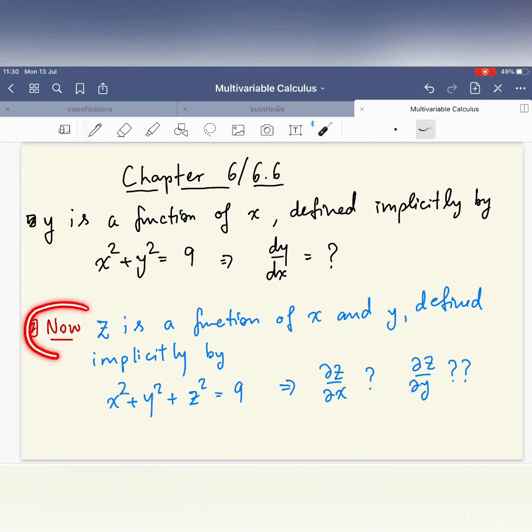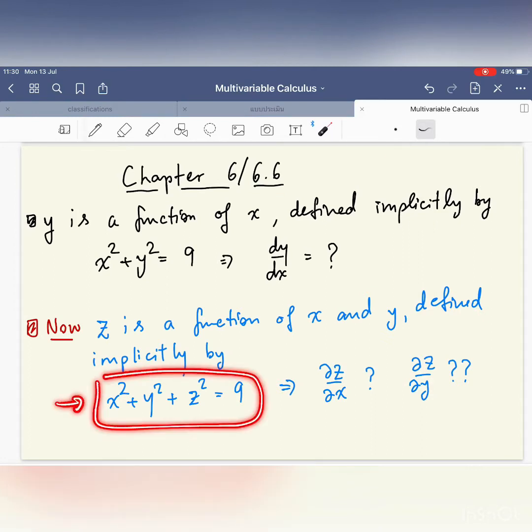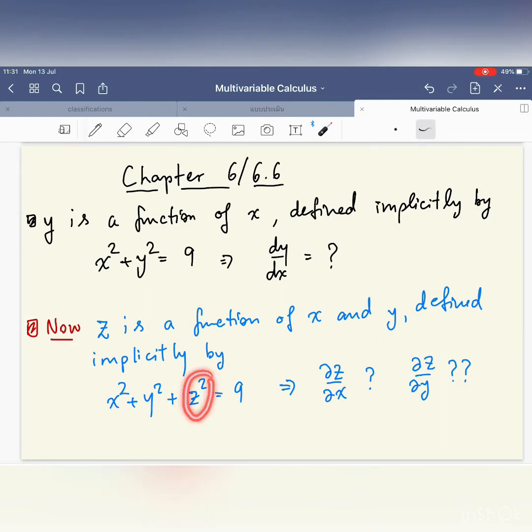Now we elevate ourselves by looking at z. This z is a function of at least two variables, x and y, and it is also defined implicitly by some kind of relation. It doesn't mean that it has to be this relation; this is just an example. Then how are we going to find the partial derivative of z with respect to x, as well as the partial derivative of z with respect to y? Of course, we are going to use the chain rule as well.